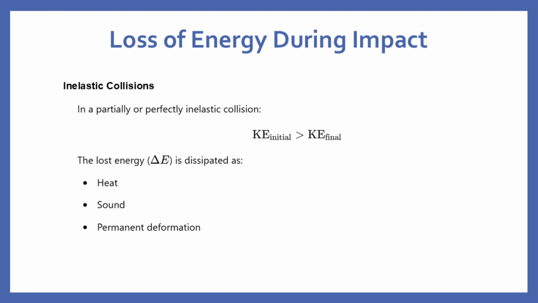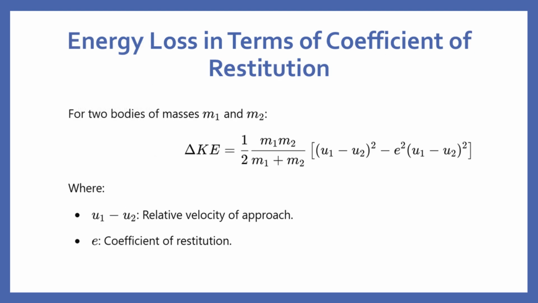Let's discuss the loss of energy during an impact. The energy loss can be calculated using a specific formula that incorporates the masses of the colliding bodies and their velocities. The formula is delta KE equals 1/2 times the product of the masses divided by the sum of the masses, multiplied by the square of the relative velocity of approach minus the square of the coefficient of restitution times the relative velocity of approach. This calculation helps us understand how much kinetic energy is lost and transformed into other forms like heat, sound, or deformation during collisions.